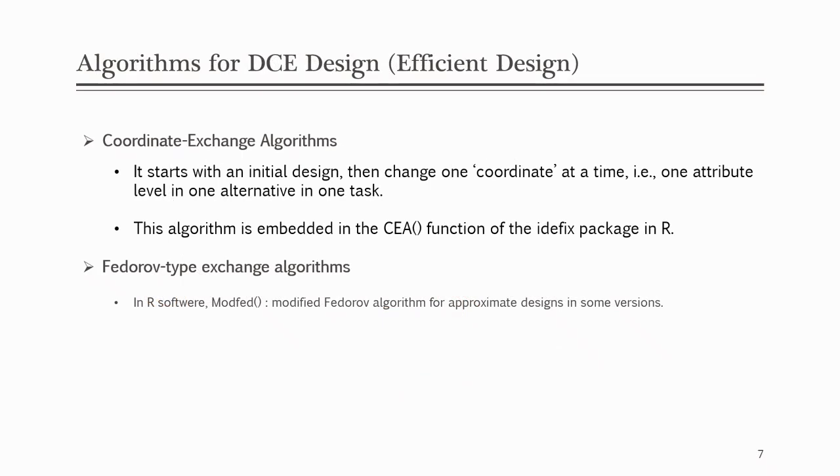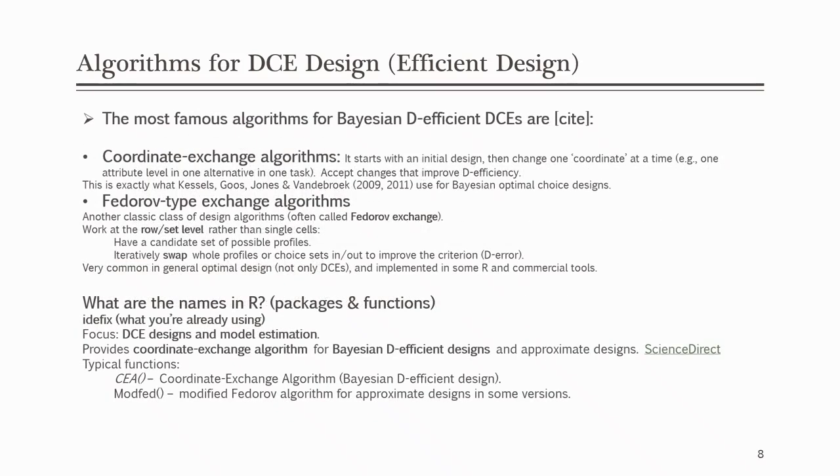There are two famous algorithms for optimizing the design of choice scenarios from the full factorial. The first is called the coordinate exchange algorithm, and the second is called the Fedorov type exchange algorithm. These are embedded in software. For example, the coordinate exchange algorithm is the CEA function in the idefix package in R, and the same goes for Fedorov. What is the optimization technique for those two?